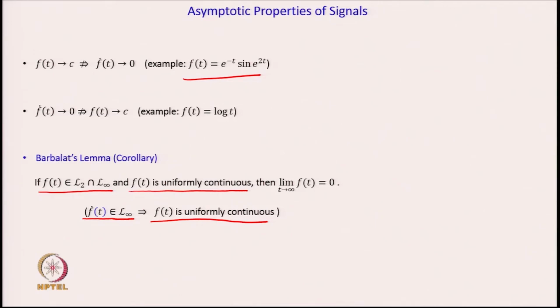So, if the function f is uniformly continuous, then we can say that as t tends to infinity, this function goes to 0. These three conditions have to hold, that is, the function has to be square integrable, bounded, and uniformly continuous. Then as t tends to infinity, this function converges to 0.